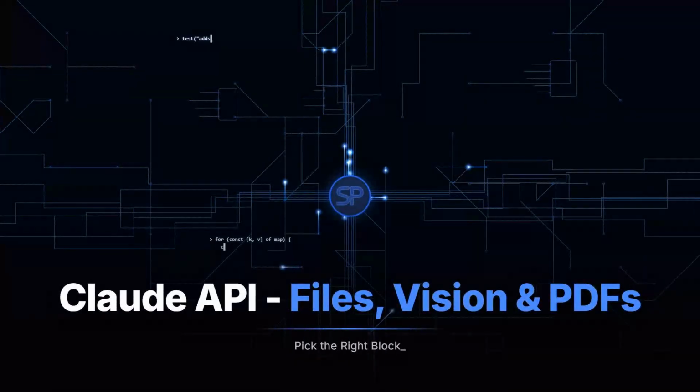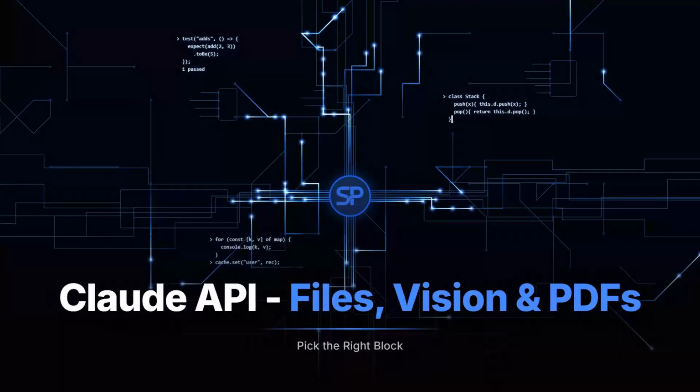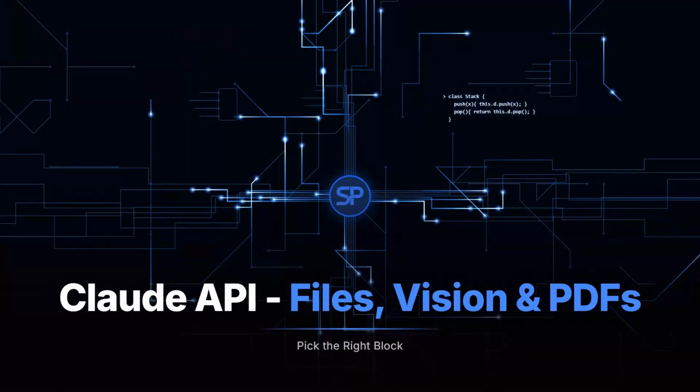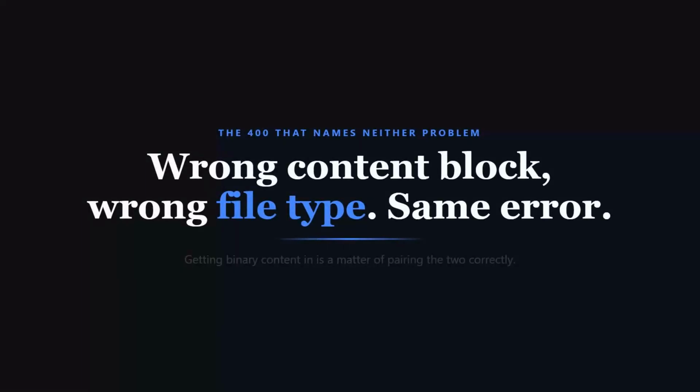In the last video we talked about context management and what compression means. This time we are going to discuss adding images and other documents into context. Put an image inside a document block, or a PDF inside an image block, and you get a 400 that doesn't clearly name either mistake.